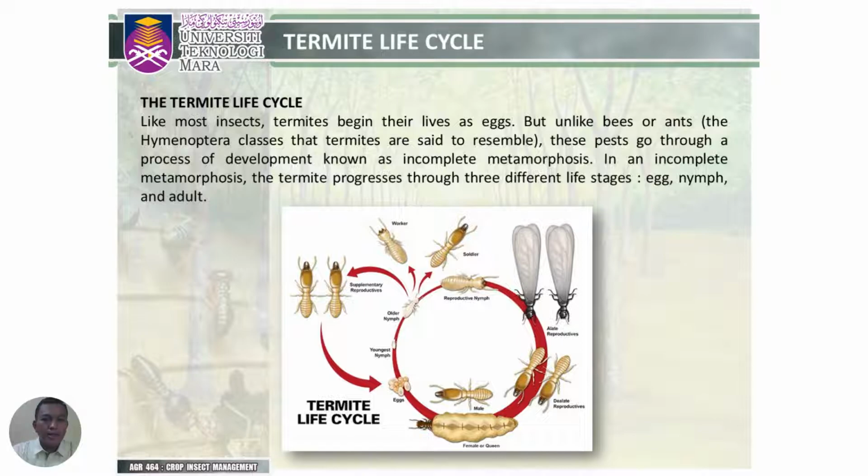The termite life cycle. Like most insects, termites begin their life as eggs. But unlike bees or ants, the Hymenoptera, termites are said to resemble cockroaches. These pests go through a process of development known as incomplete metamorphosis. In incomplete metamorphosis, termites progress through three different life stages: first egg, nymph, and adult. You can see the picture of the life cycle: egg, nymph, and adult. This is the king and queen.